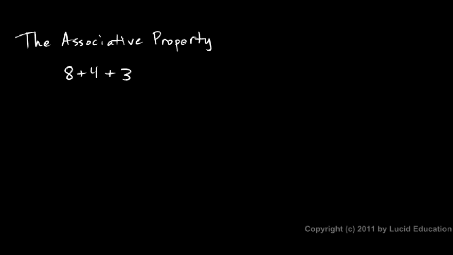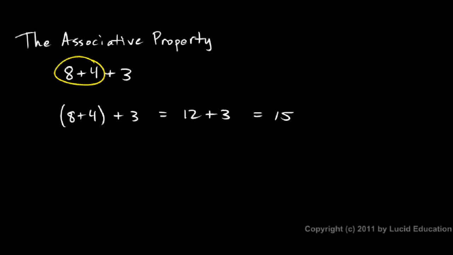I could do this. I could add the 8 and the 4 first. I could say (8 plus 4) plus 3. And these parentheses indicate that I do that first, the 8 plus 4, before I add the 3. So 8 plus 4 is 12. So (8 plus 4) plus 3 is equal to 12 plus 3. And you can probably see that that's 15. So I grouped the 8 and the 4 together.